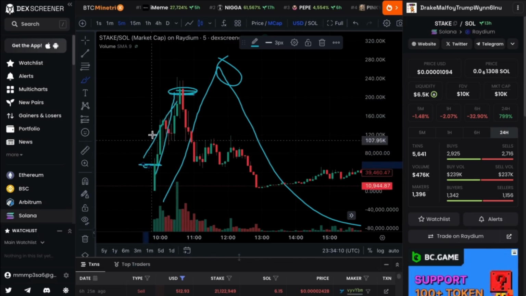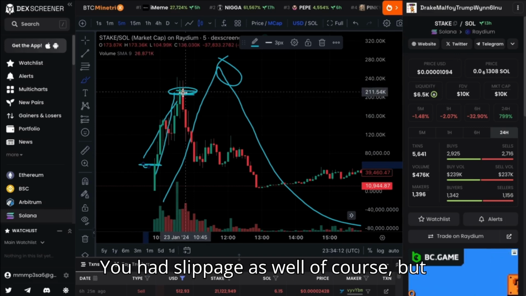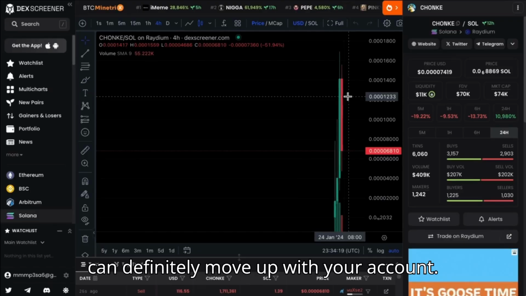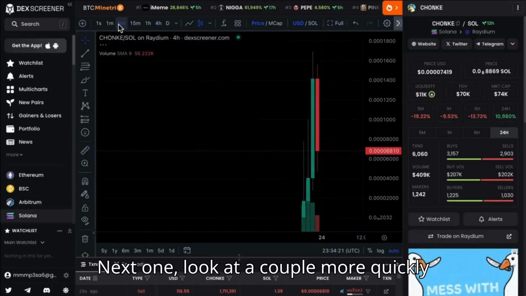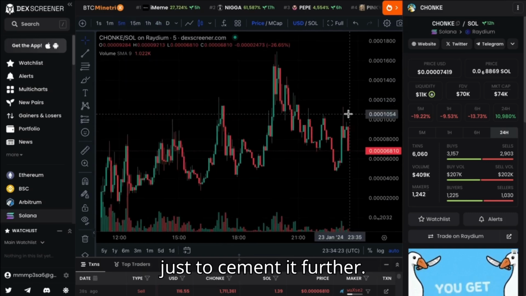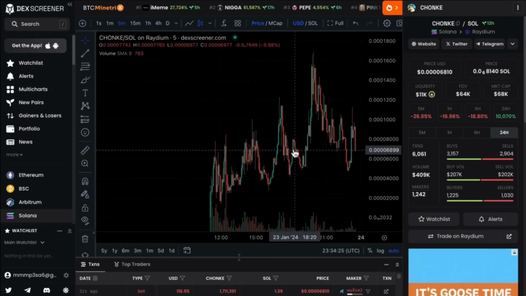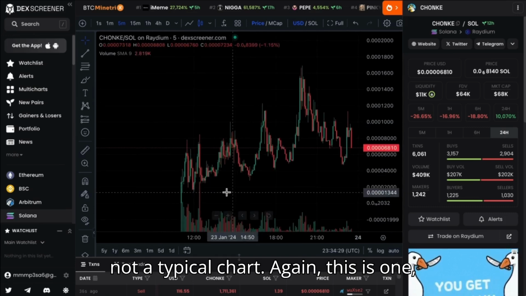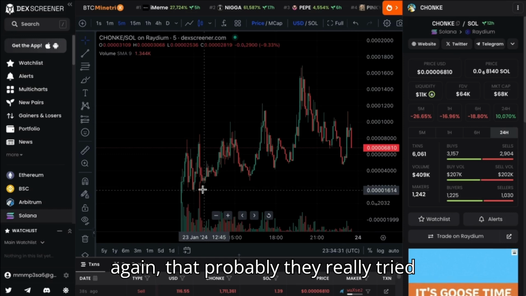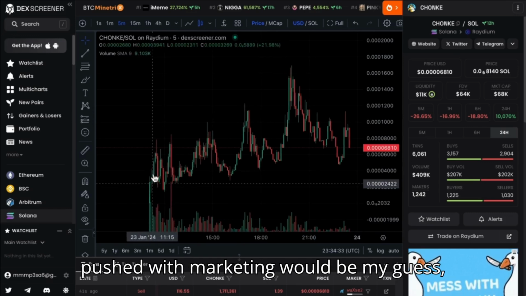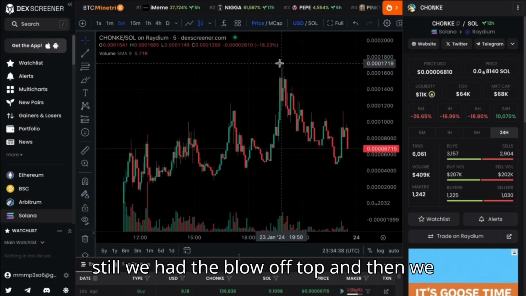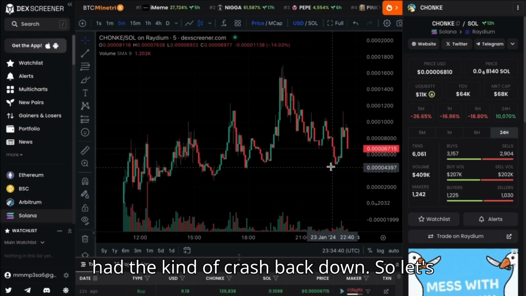No position entry and exit is going to be perfect. You had slippage as well, of course, but you get enough of these moves and you can definitely move up with your account. Next one. Look at a couple more quickly just to cement it further. Yeah, this is an interesting one. This is not a typical chart. Again, this is one where they really pushed with marketing, would be my guess. But this choppy price is not the typical, but still we had the blow off top. And then we had the kind of crash back down.